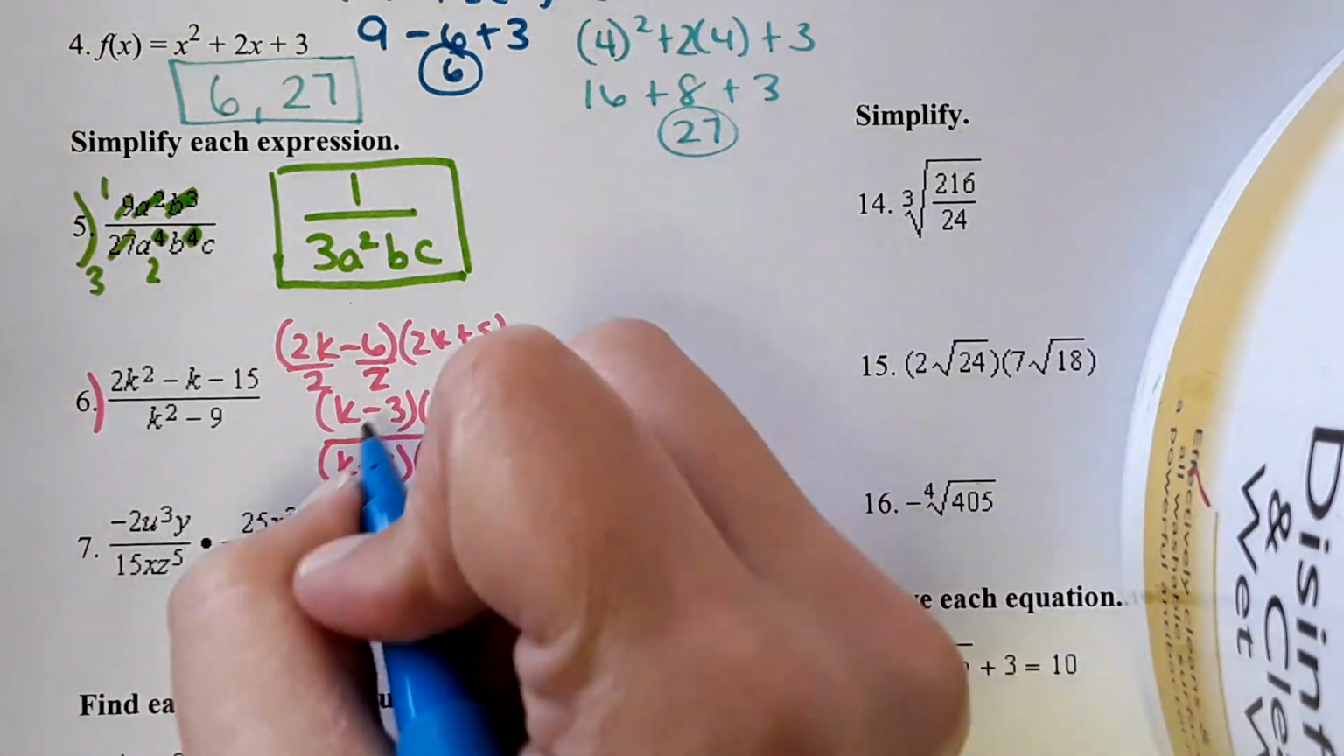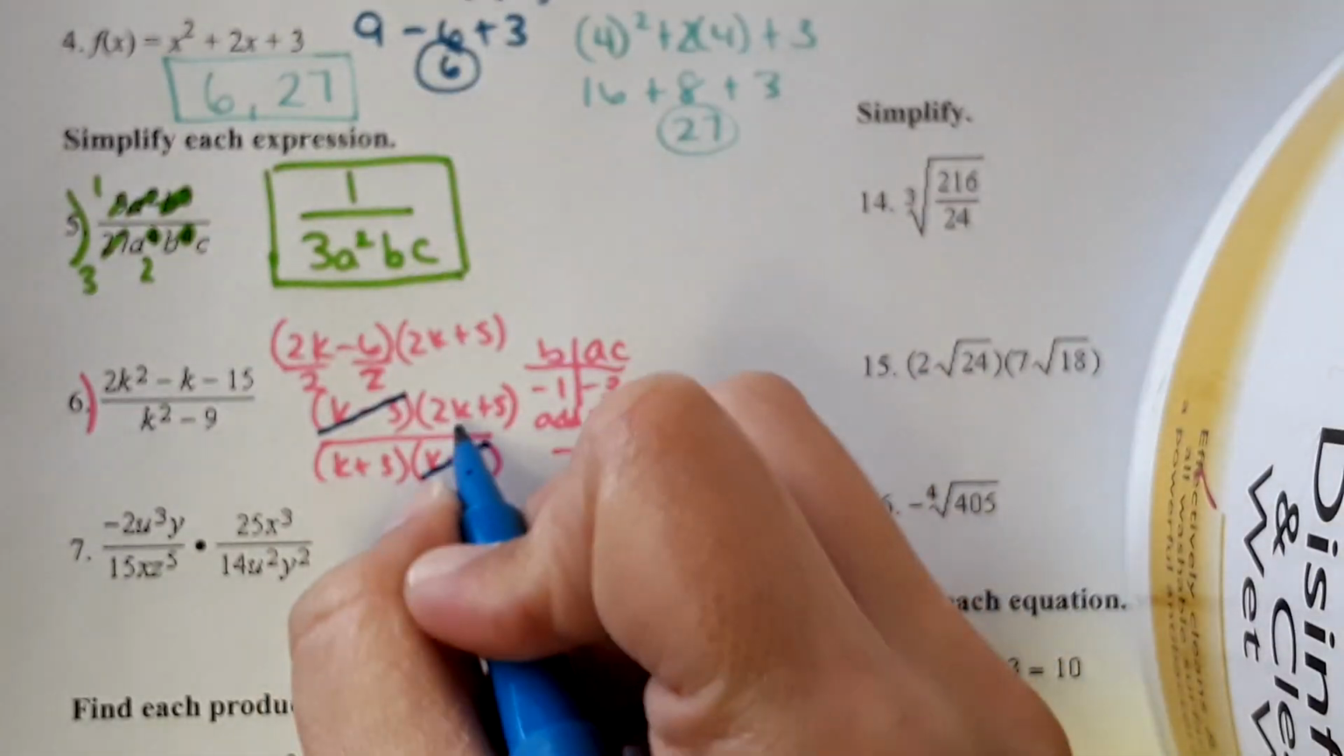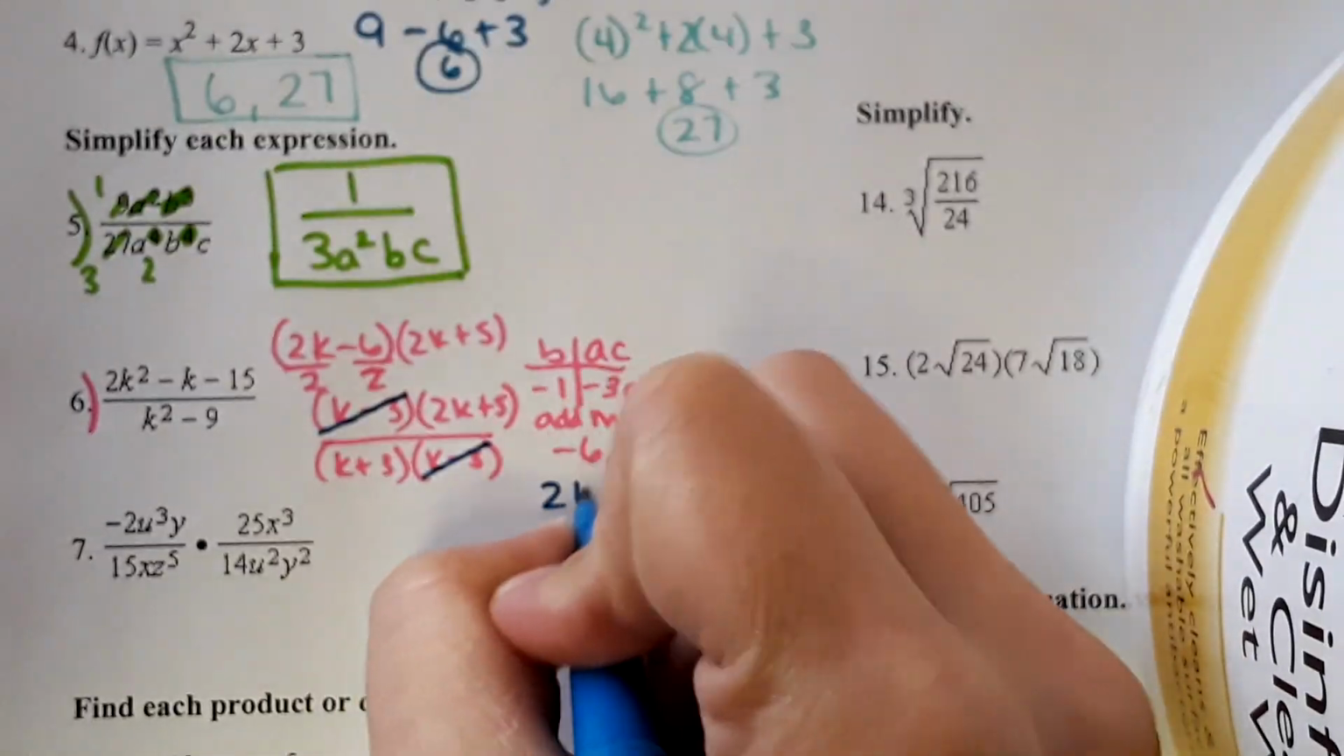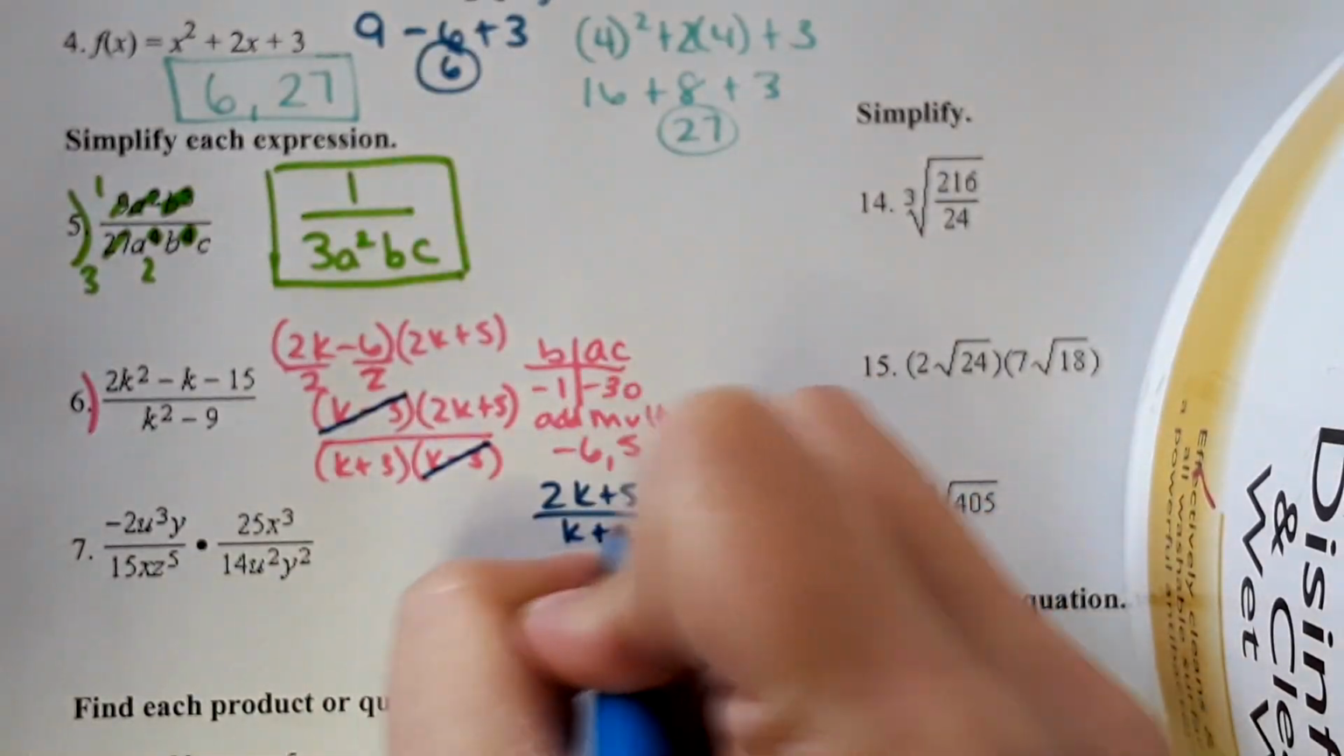And then cancel out anything that'll cancel. The k minus 3's cancel. And then you'll just write it like this: 2k plus 5 over k plus 3.